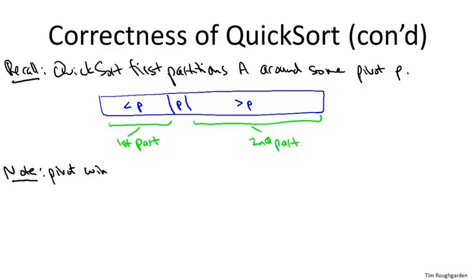And recall our observation from the overview video that the pivot winds up in its correct position. Where is any element supposed to be in the final sorted array? Well, it's supposed to be to the right of everything less than it and to the left of everything bigger than it. And that's exactly where this partitioning subroutine deposits the pivot element P.